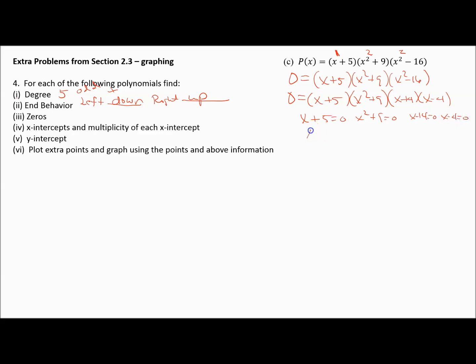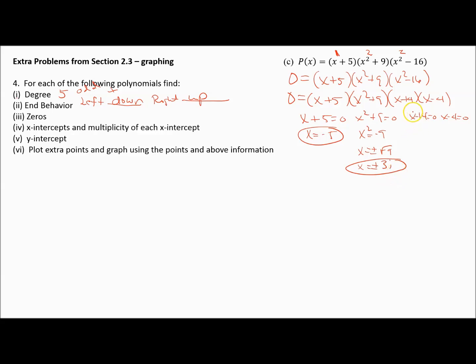Alright, so x plus 5 equals 0 gives me negative 5. x squared plus 9 equals 0 gives me x squared equals negative 9. x is equal to plus or minus the square root of negative 9, and x is equal to plus or minus 3i. Okay, so remember the square root of a negative is imaginary. The square root of 9 is 3.